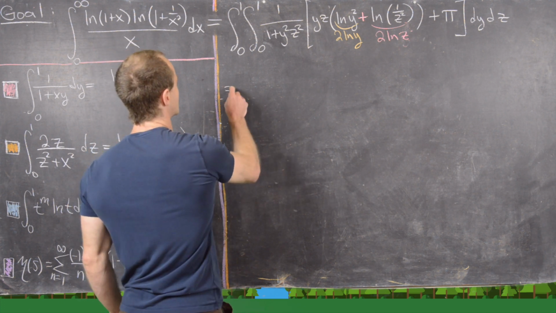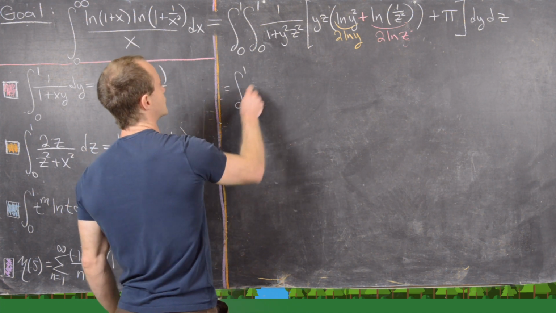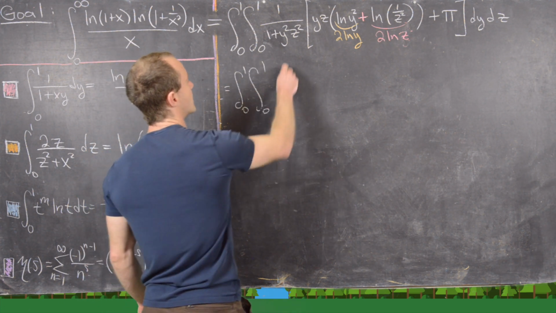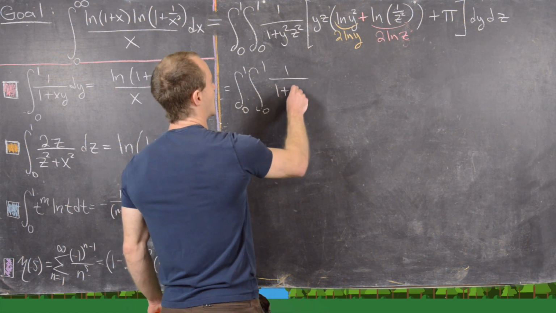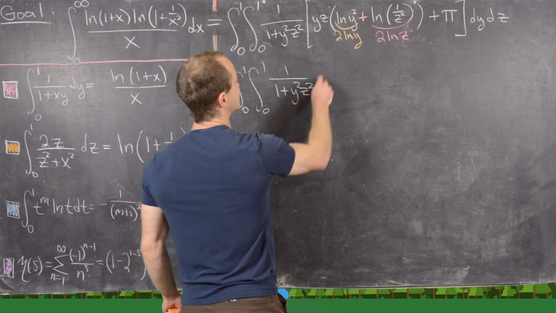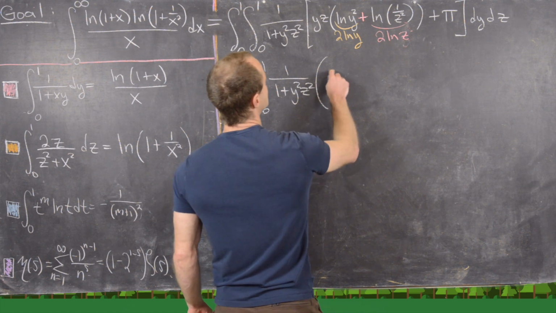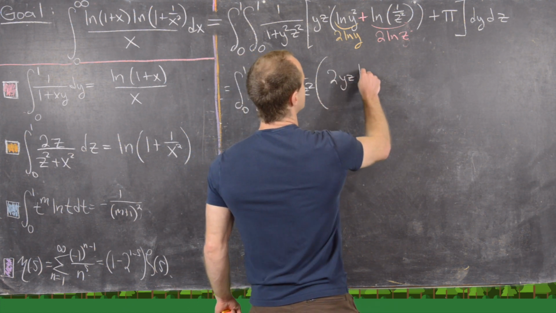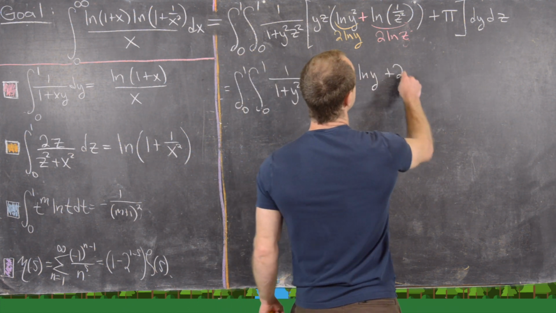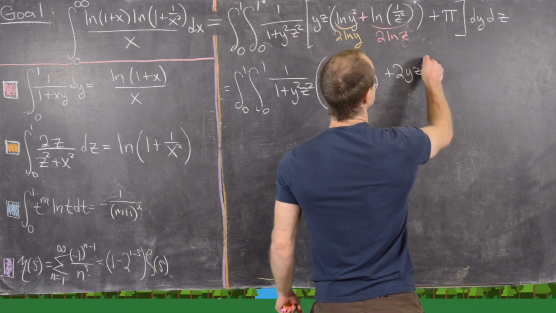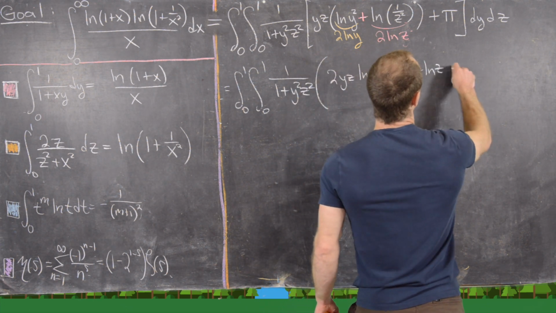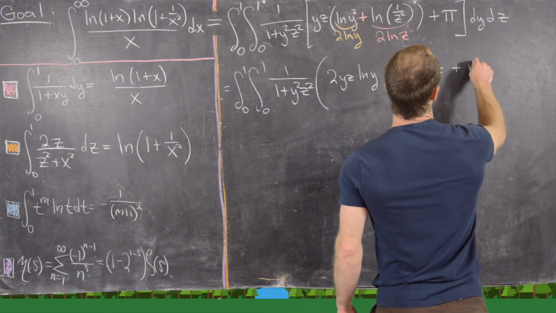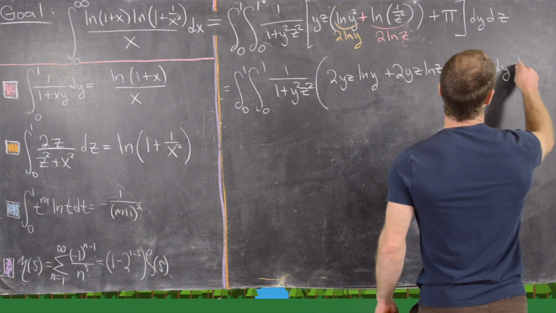Okay, so now let's see what we have. That's going to turn into the integral from 0 to 1, 0 to 1 of 1 over 1 plus y squared z squared, and now we have 2yz natural log of y plus 2yz natural log of z plus pi dy dz.